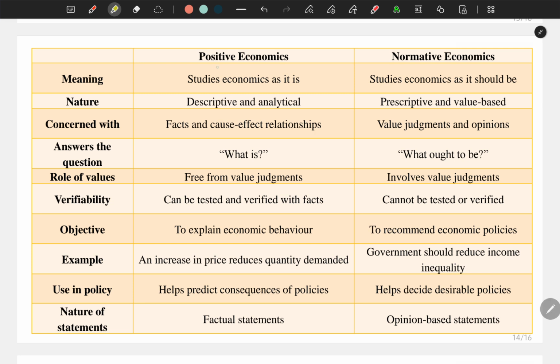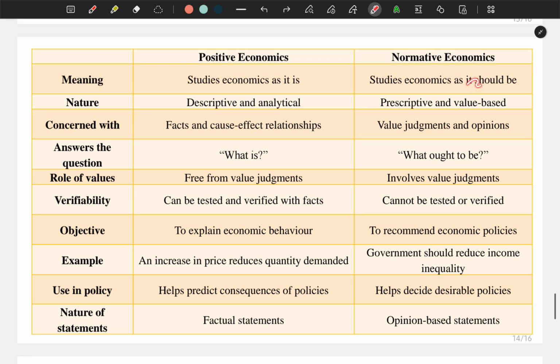The meaning of positive economics and normative economics: positive economics studies the economy as it is, but normative economics studies the economy as it should be. It is like a judgment. Positive economics is descriptive and analytical, but normative is prescriptive and value based. Here it is judging or valuing things.